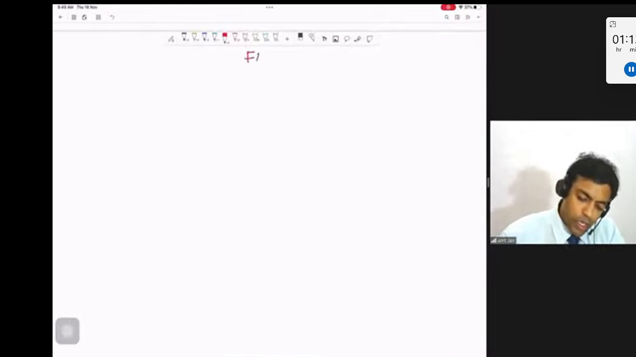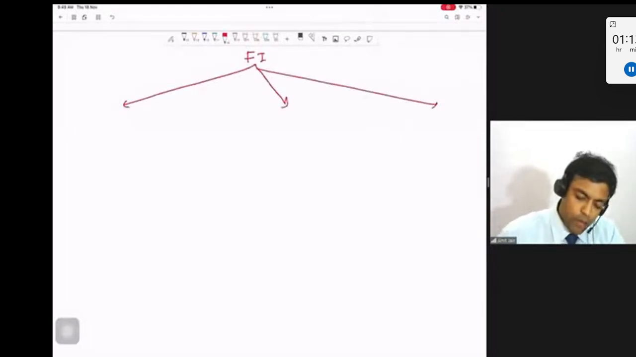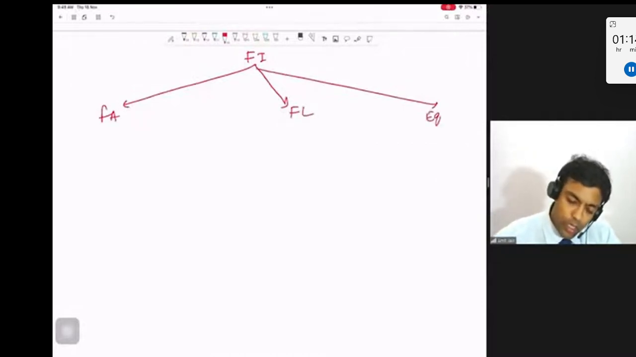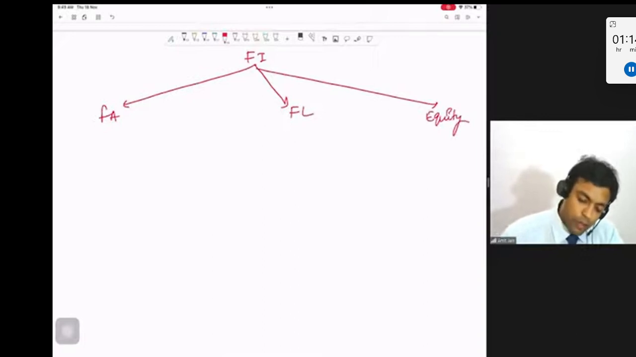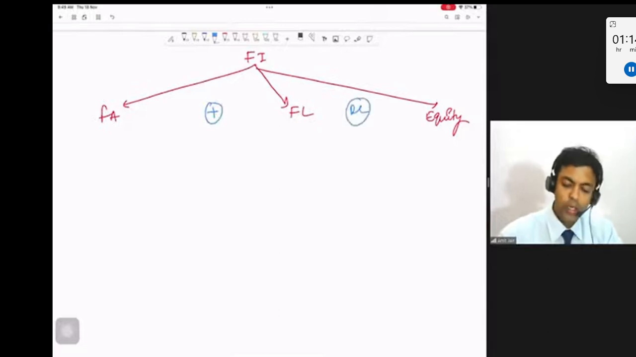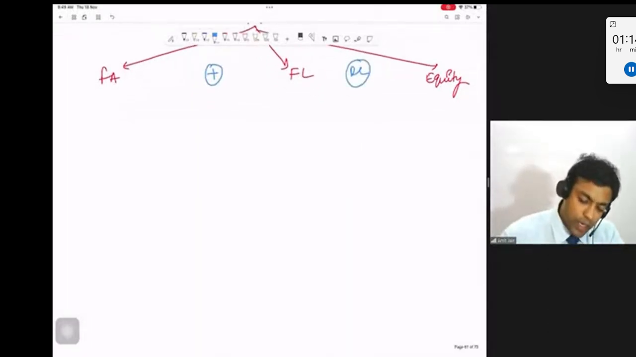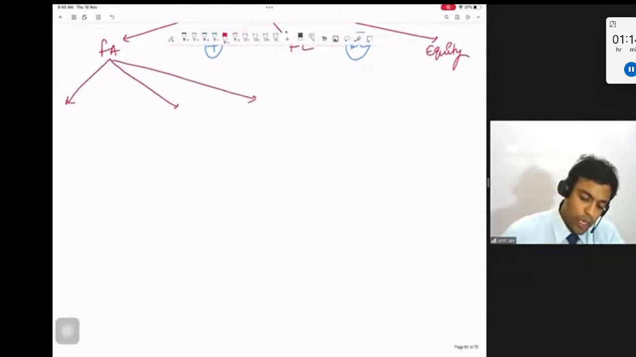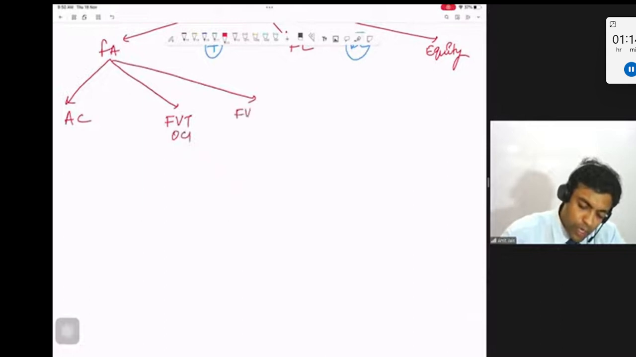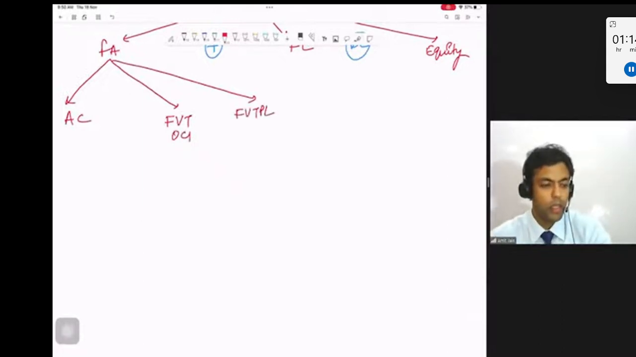This is financial instrument, right? Financial instrument is divided into three parts. One is financial asset, second one is financial liability, and third one is equity, right? For one party, it is a financial asset. For another party, it is a financial liability or equity, correct? Financial asset is divided into three categories. What are those categories? Amortized cost, FVTOCI, and FVTPL. Correct?